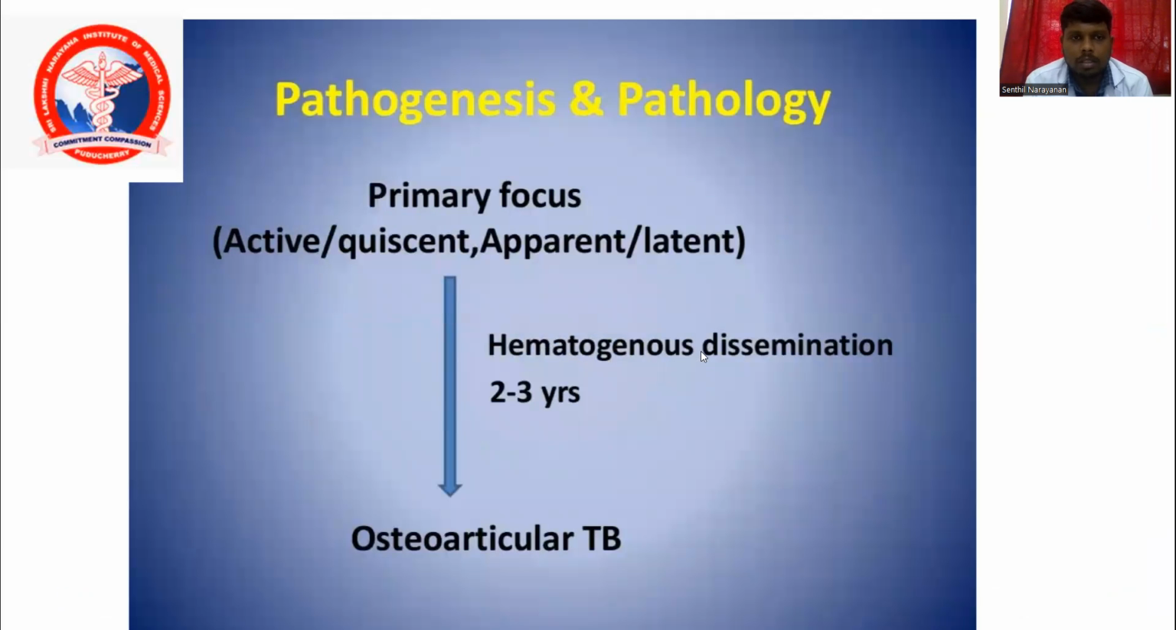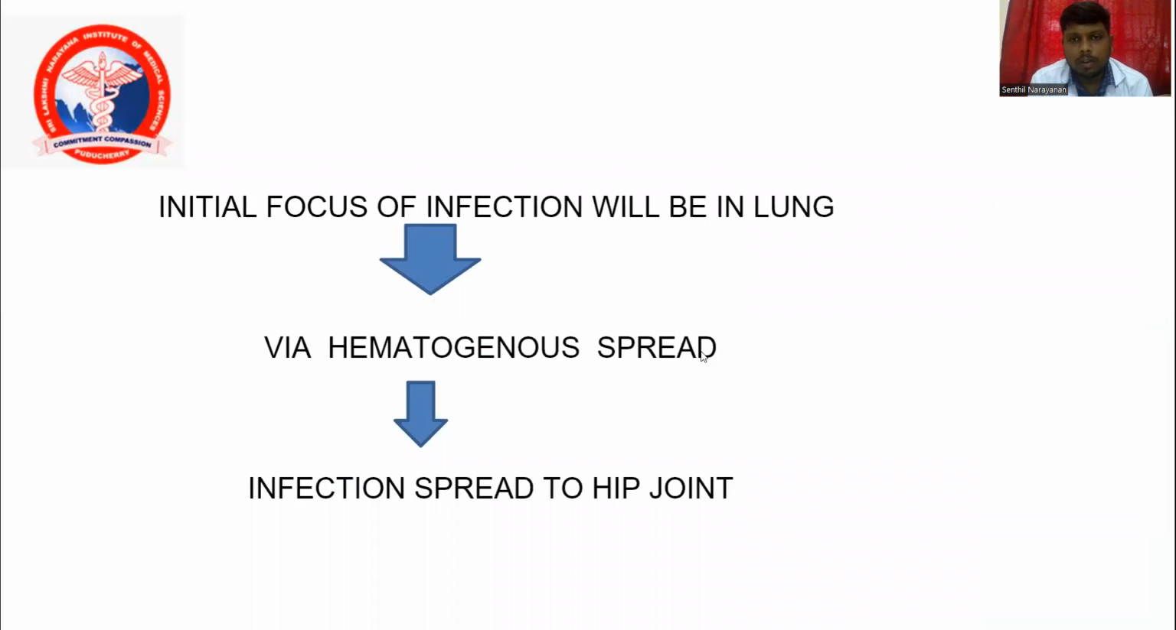So pathogenesis and pathology: the primary focus is an active, quiescent, or latent infection, and it comes from the lungs. Through the endogenous route, it is disseminated after 2 to 3 years, and it reaches the bone to cause osteoarticular TB. The initial focus of infection will be in the lung. Via hematogenous spread, the infection spreads to the hip joint.